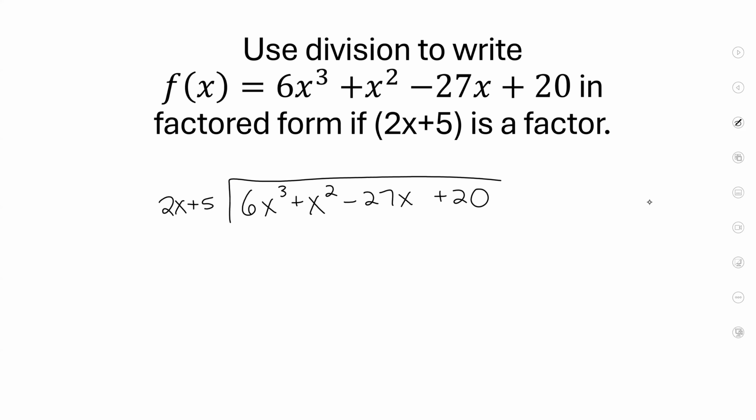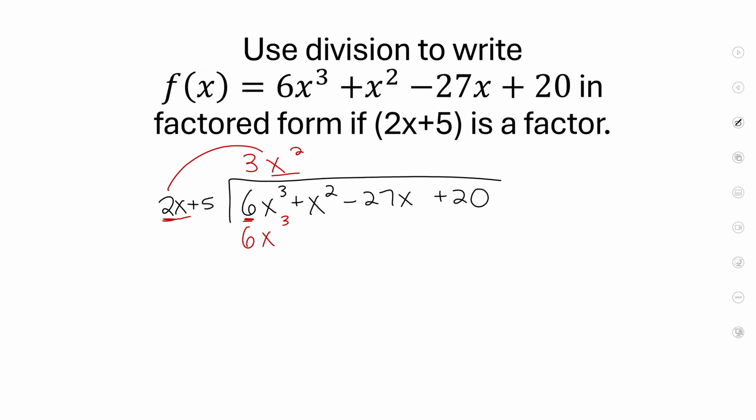How do we do long division? All right, Henry, 2 times what is 6? 2 times what will give me 6? All right, so we're going to multiply. 2 times 3 is 6. x times x squared is, there we go. So we get 6x cubed.